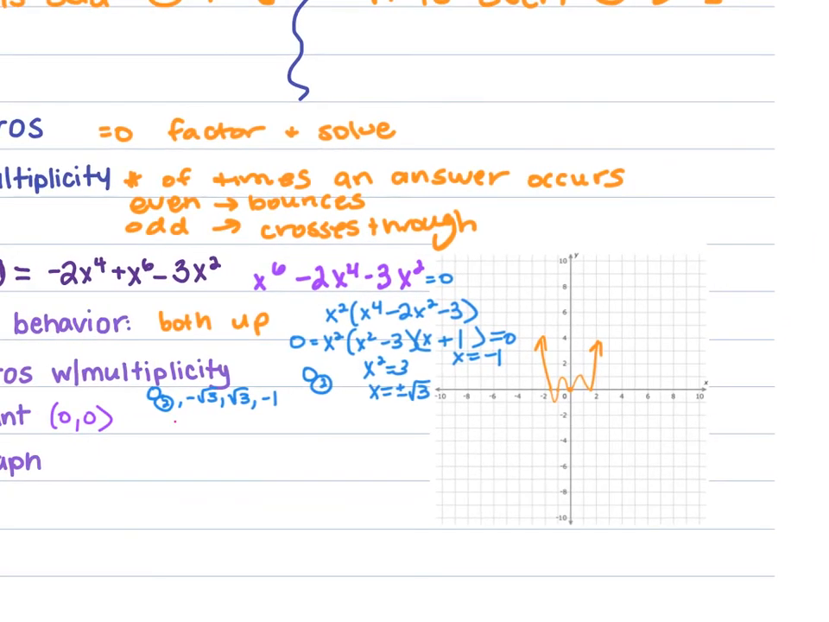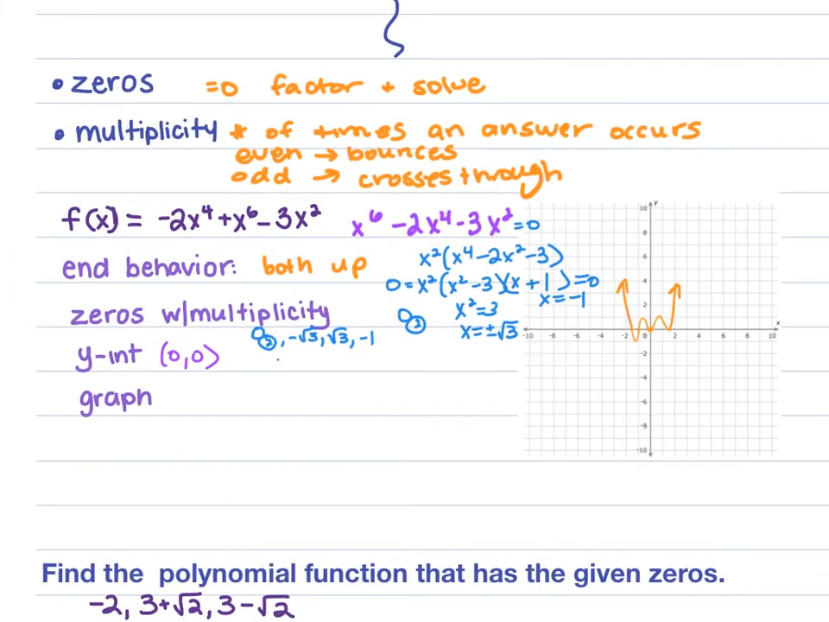As long as you're plotting your zeros and your intercepts, you should have enough of a graph. I don't have to plug in something between negative 1 and negative 1.7 to figure out how low that goes because it's so small. But you do need to have your zeros on your graph.